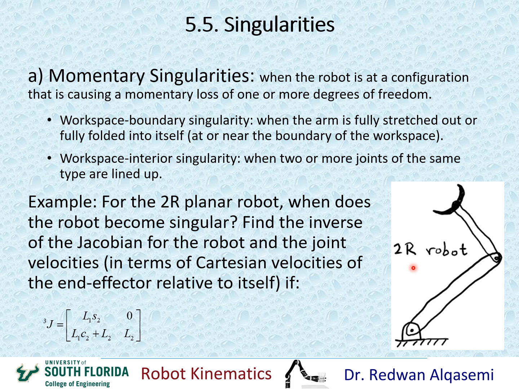Now let's take an example on this. We have the classic 2R robot here with two joints and two links and the end effector. For this planar robot, we want to find when the robot becomes singular, and then find the inverse of the Jacobian for that robot and the joint velocities in terms of Cartesian velocities. As we saw earlier, we can find the Jacobian relative to frame 3, and we have it right here. We are going to use that Jacobian to find out when it becomes singular and try to invert this Jacobian.